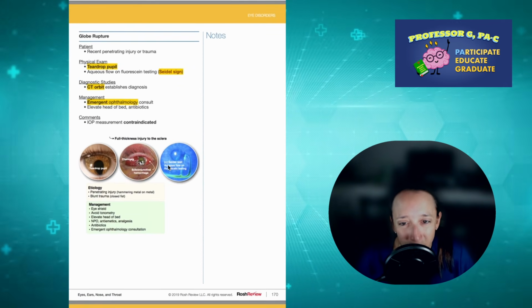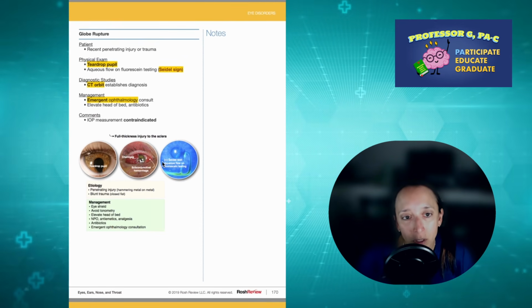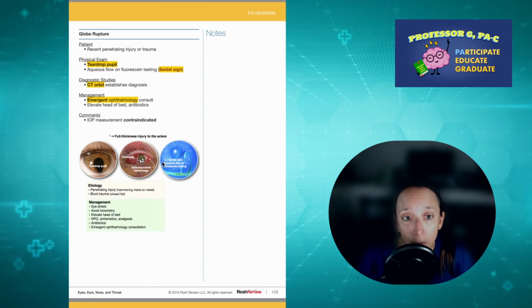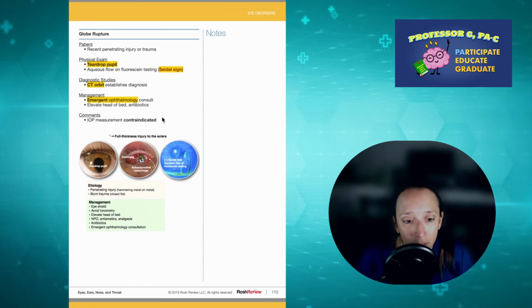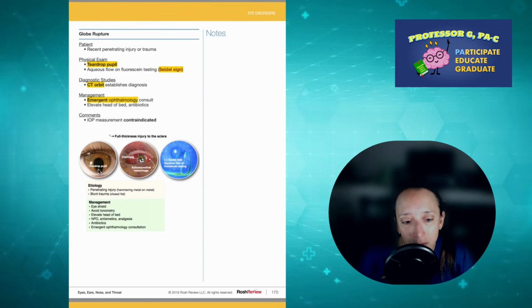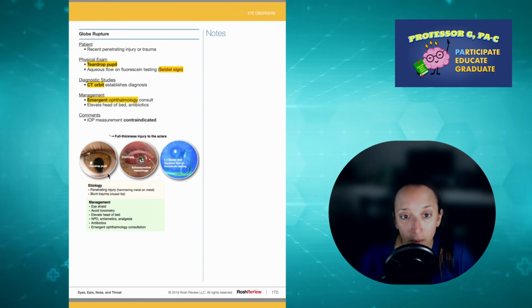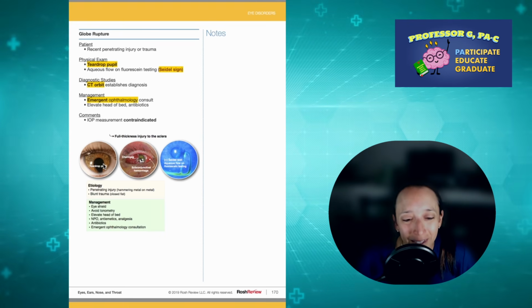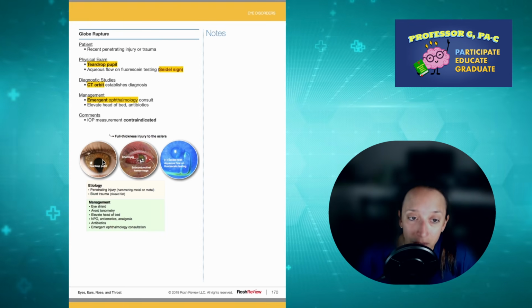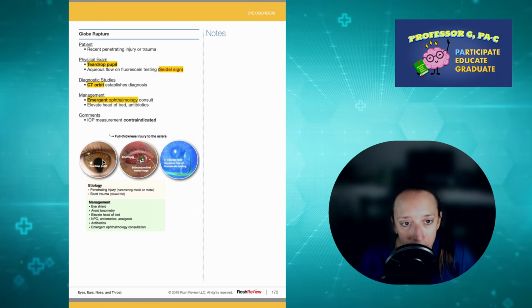A globe rupture. This is usually pretty striking when we see it. We'll have a recent history of trauma or penetrating injury to the eye. One of the classic things we'll see on exam is a teardrop pupil, and the angle usually points towards the area of perforation or rupture. You might not always see the teardrop pupil, but most of the time in vignette world, they will tell you something about a teardrop pupil.